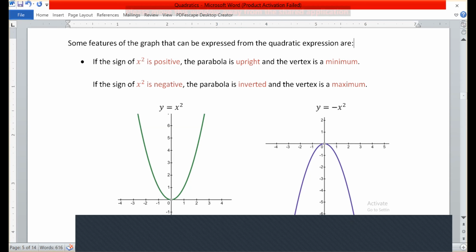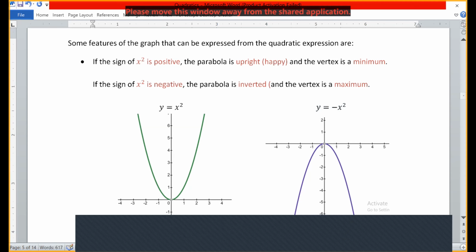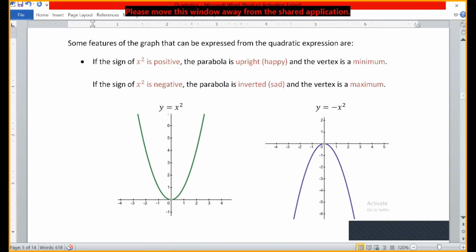I can actually add the word, if that helps you. I call this happy parabola. And this is sad. That's easy to remember. Happy face and sad face. Let me know when you're done copying.